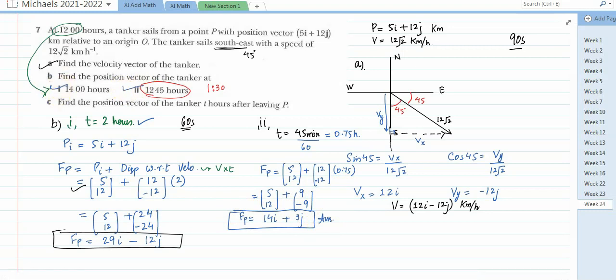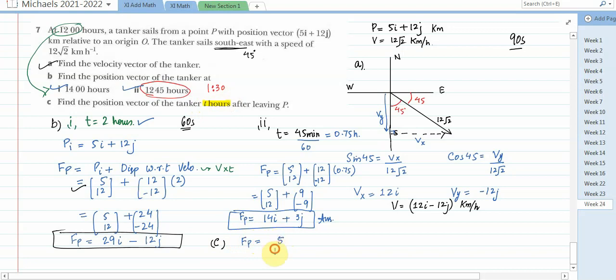Alright, after that C part. C part is very much similar to B part, only the difference is instead of the value of time, it's only written T hours. So how you are going to do that? It will be final position is equal to, the initial position is same, that is 5 and 12. The velocity value is same, that is 12 and minus 12, but this time the time we have, it's T.